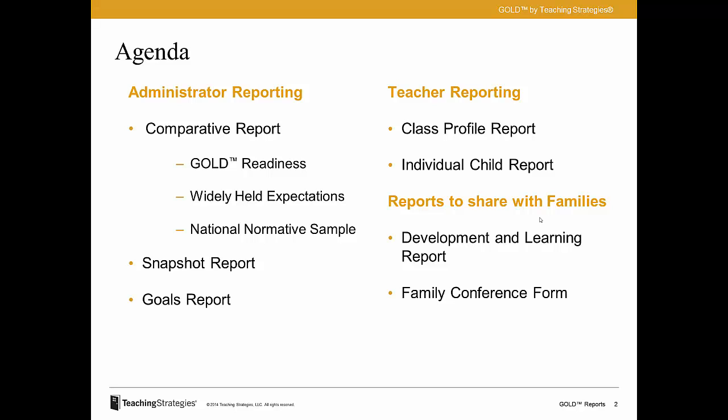For now, we're going to look at the comparative report and the three different outcomes you can get with that: the Gold readiness, widely held expectations, and national normative sample, as well as our snapshot report and a newer report, the goals report. We also want to go into the teacher's site and look at a few of their reports quickly. We have the class profile report, the individual child report, and a couple of reports and documents to share with families, the development and learning report and the family conference form.